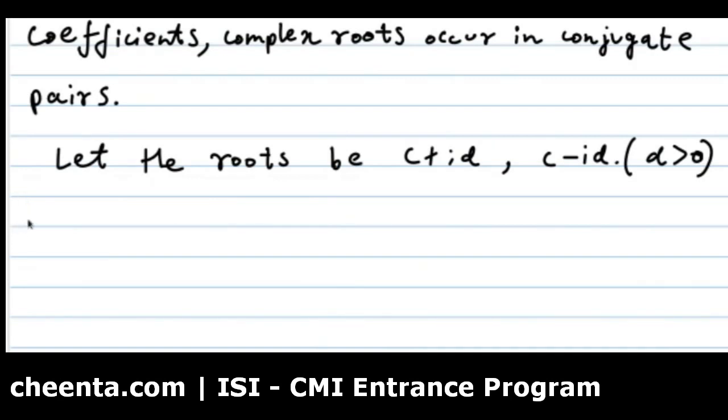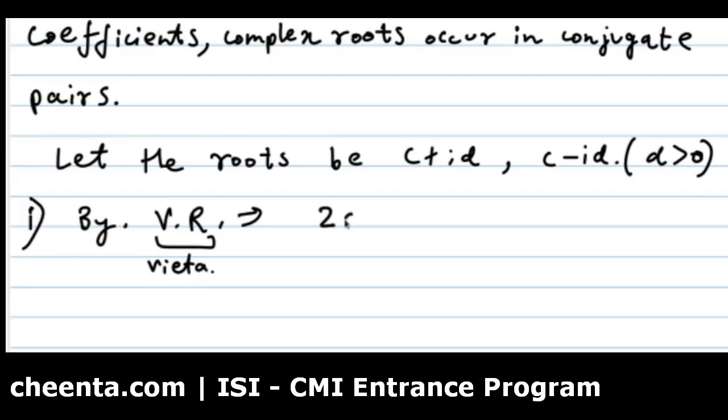First part was to prove that mod B is less than 1. Okay, so by Vieta's relations, which I'll just write as VR, we get, what do we get? So we get 2C equals A, right?